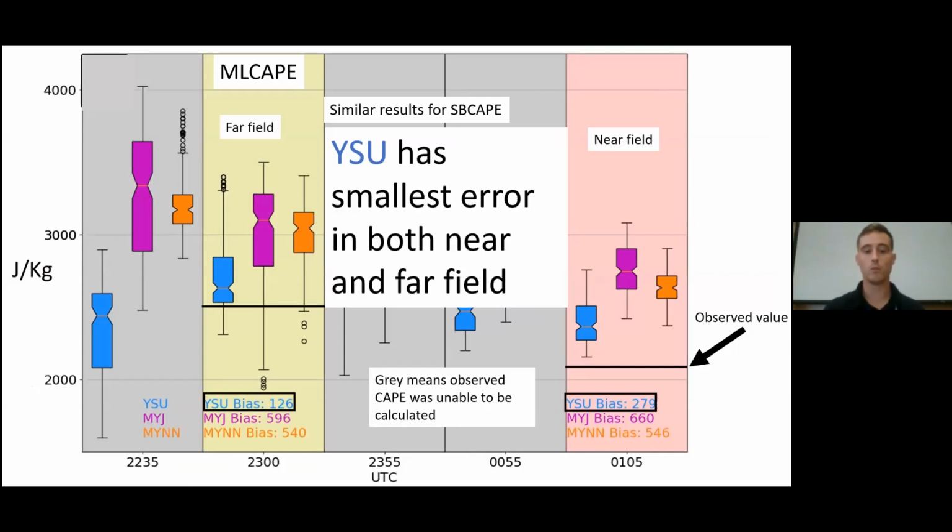Now, I want to point out, one, that WoFS over-forecast CAPE, and that the YSU scheme, because it predicted the lower CAPE of the three schemes, has the smallest biases on this day.